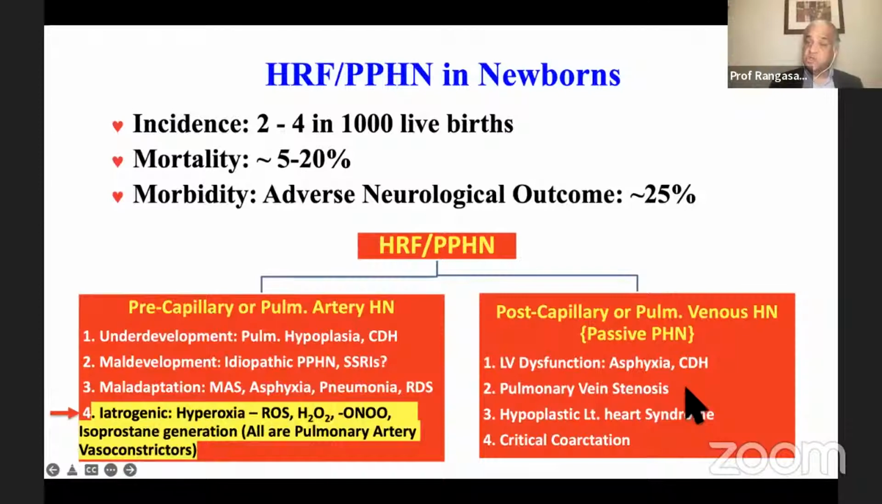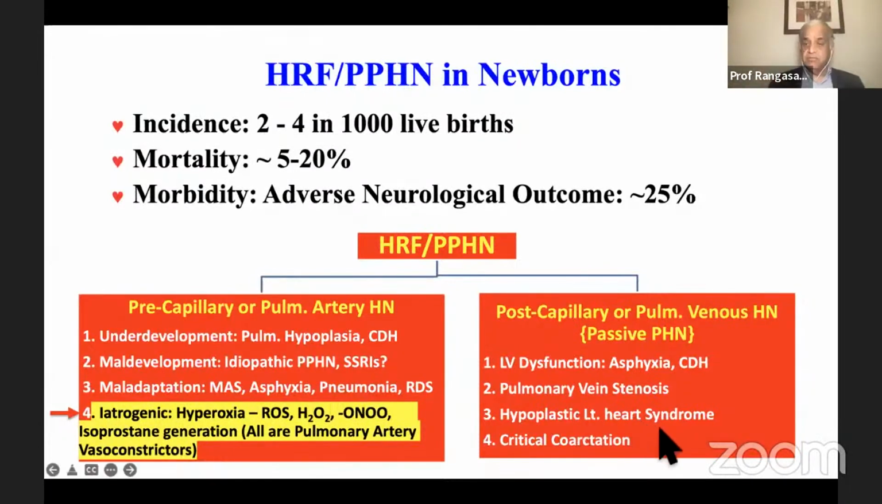But if the baby has post-capillary or pulmonary venous hypertension, for example, in a baby with left ventricular dysfunction secondary to asphyxia or hypoxia, or diaphragmatic hernia, the left ventricle is not fully developed, so it doesn't work well. Pulmonary vein stenosis, either congenital or acquired. For example, babies with severe BPD have a high incidence of acquired pulmonary vein stenosis. So when you screen for BPD and pulmonary hypertension, you also want to look at the pulmonary veins.